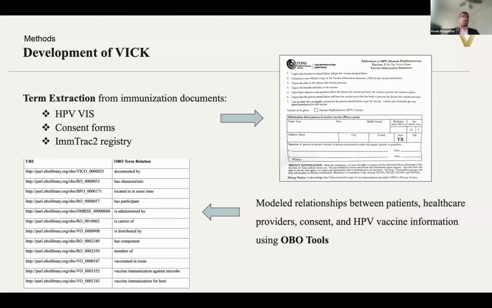These relationships were modeled with a collection of relational terms from existing OBO ontologies. Together, these provided the framework to formally represent the inner workings of the immunization process.